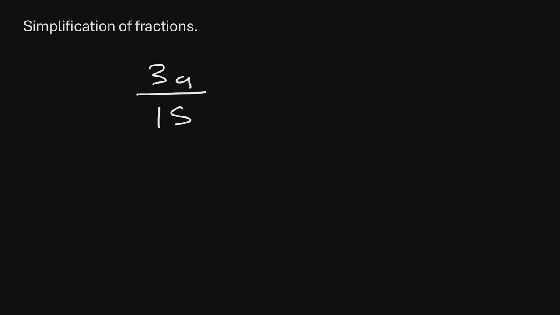Because we have calculators, we don't need to worry about the coefficients. So 3 over 15 can be simplified by putting it in the calculator, and the answer will give you 1 over 5. After you simplify the coefficients, you're going to look at the variables that you have.